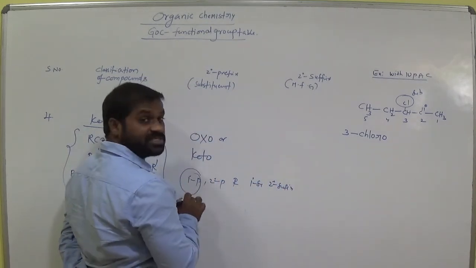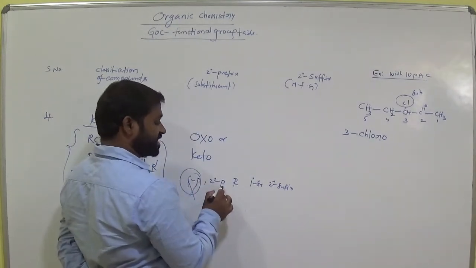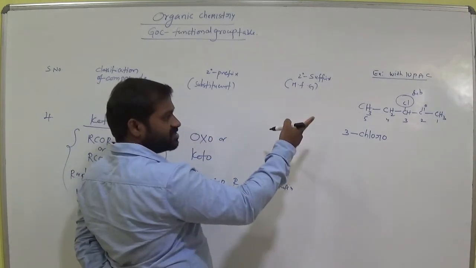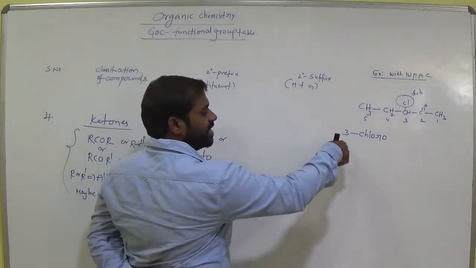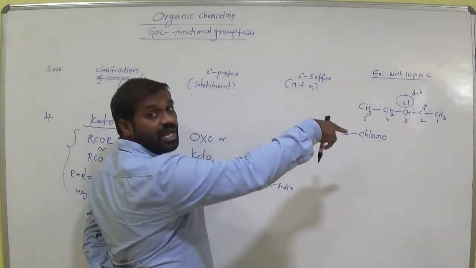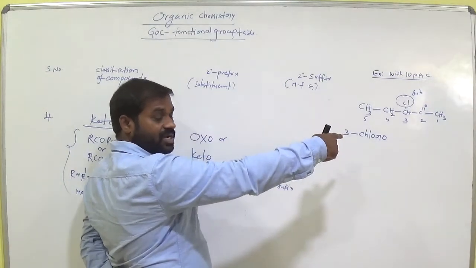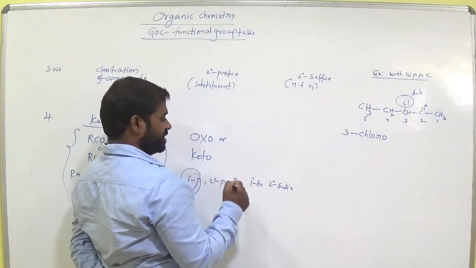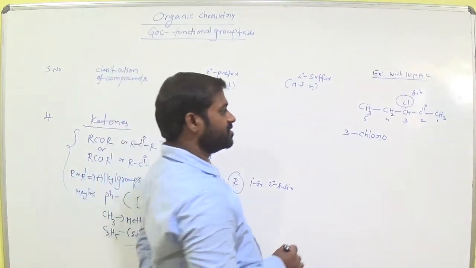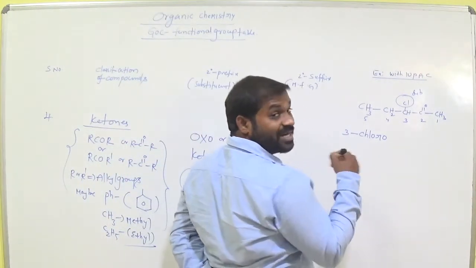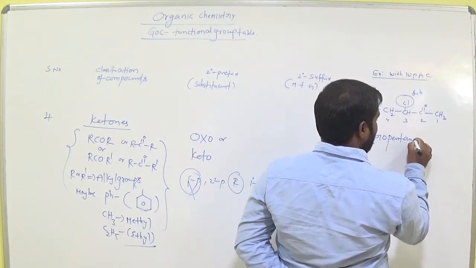The primary prefix is used in the case of cyclic compounds. Is there any cyclic nature? No. The secondary prefix tells about substituents. Yes, chlorine is there. And at which carbon is it present? Third carbon. So 3-chloro. We already discussed chloro. Then the root word. How many carbons are present in the main chain? 5 carbons. So the root word is pent. All are single bonds, so pentane.